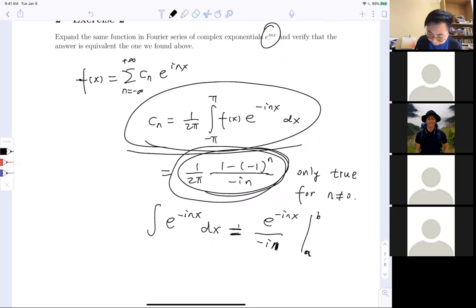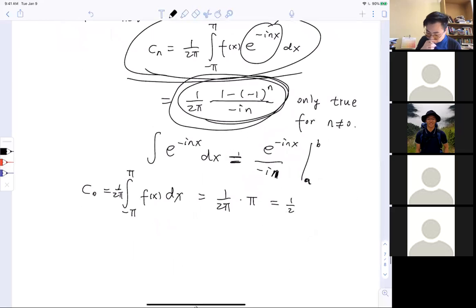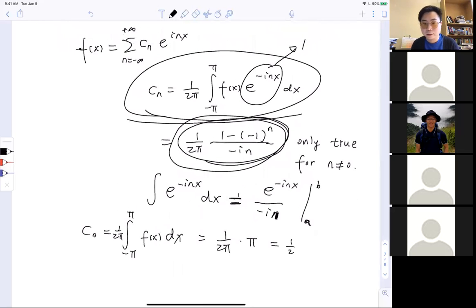So in this case, you need to do c_0 separately, which is the integral from minus pi to pi of f(x). Of course, n equal to 0, this exponential becomes 1. So it's quite easy. It becomes like this. And for our case, it's pi, which is 1/2. Yeah. Is it clear what I'm saying here?